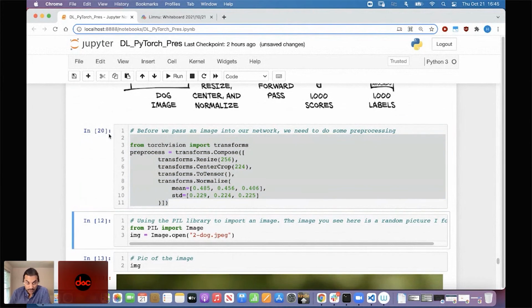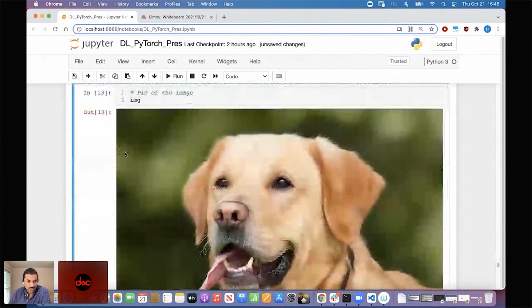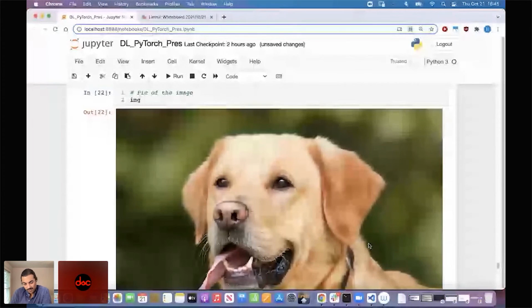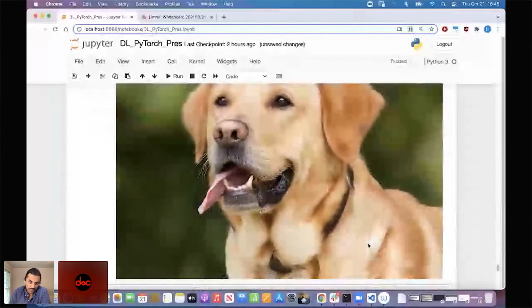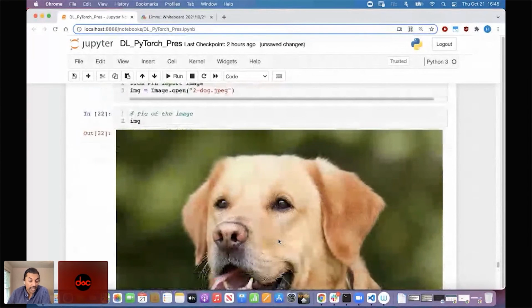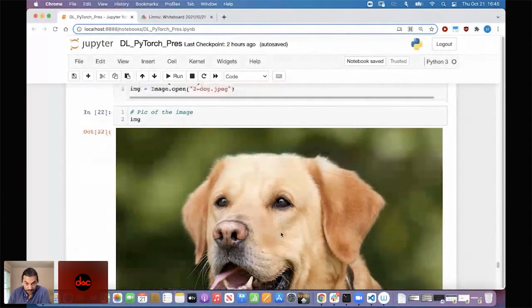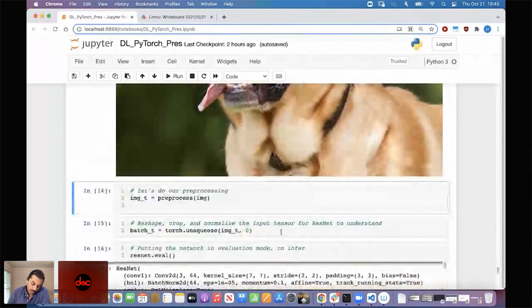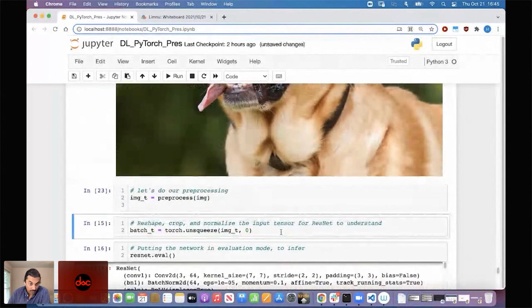I'm just going to go ahead and run this. Here's the image that I found. It looks like a golden retriever, right? Or maybe, I don't know. So again, this is the image that we're looking at, that I found. And we're going to ask ResNet, hey, tell me what kind of dog this is, or give me a label to what this is. So here's where we do our pre-processing.